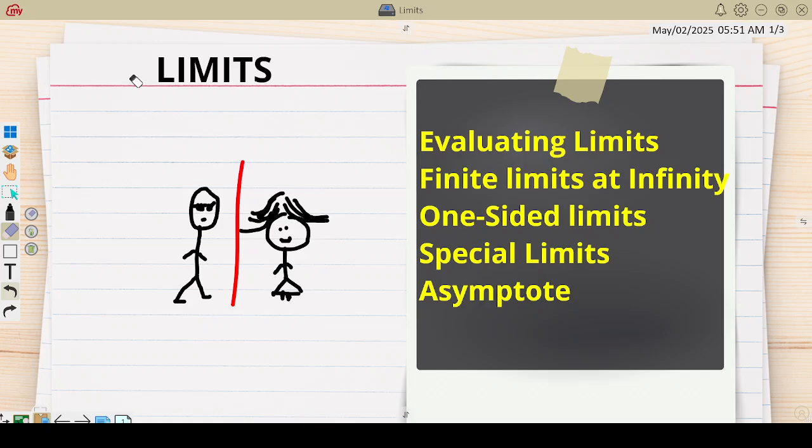Alright, so now let us discuss evaluating limits. Let us do the finite limits and infinite limits, special limits, everything about limits. So remember, a limit is a boundary. Yeah, so this guy should learn to know his limits, or else they'll chop off your head.